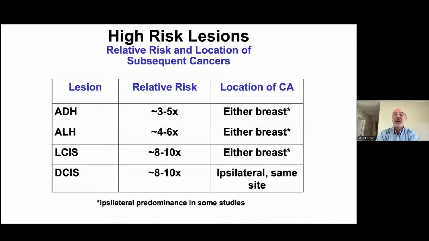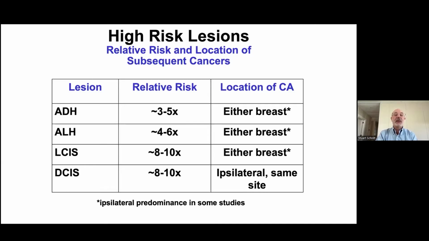This table summarizes a lot of data from a whole bunch of studies over a long period of time, looking at the relative risk and location of subsequent breast cancers in women with high-risk lesions. You can see for atypical ductal hyperplasia or ADH, the relative risk is 3 to 5-fold. And the cancers that develop can occur in either breast. There's a predominance in the ipsilateral breast, that is the side which had the biopsy in some studies, but with long-term follow-up, the risk is about equal in either breast.